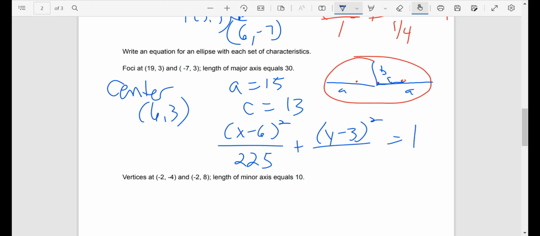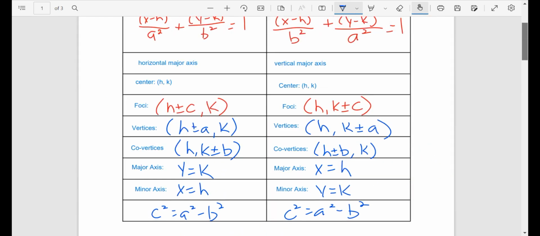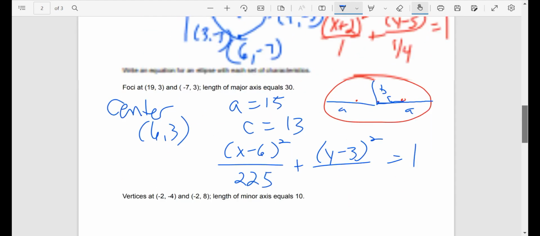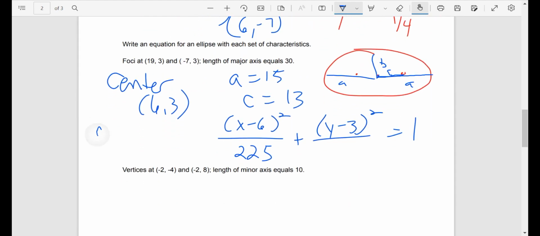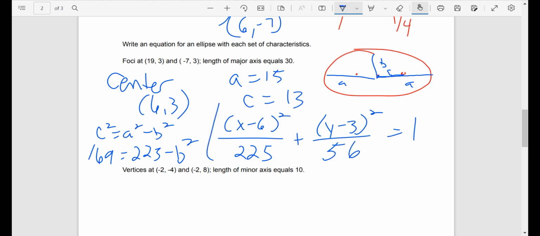Now to find what b is, how am I going to do that? Well, let's go back to memory lane here. C squared equals a squared minus b squared. Would you look at that? C squared equals a squared minus b squared. And I know c squared is going to be 169. I know a squared is going to be 225 minus b squared. Algebraically, it's going to end up being b squared is equal to 56. So I'll put 56 down here and we got our answer. How about that?